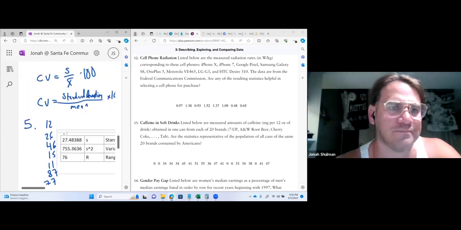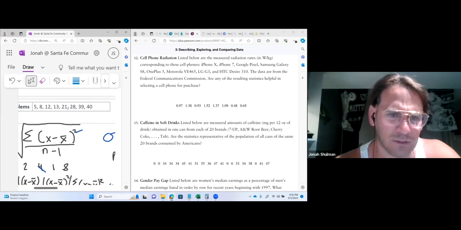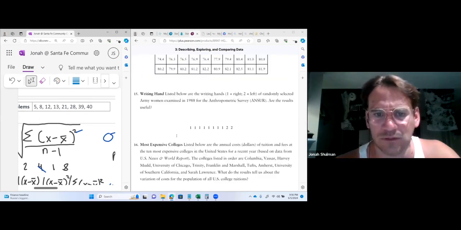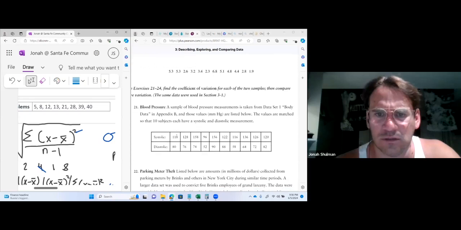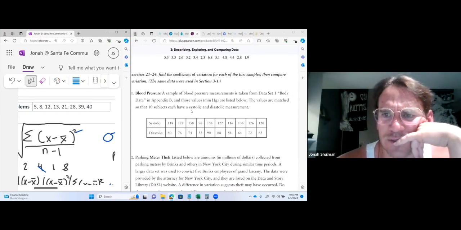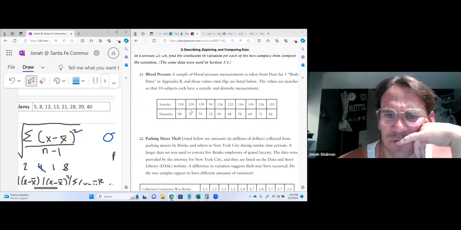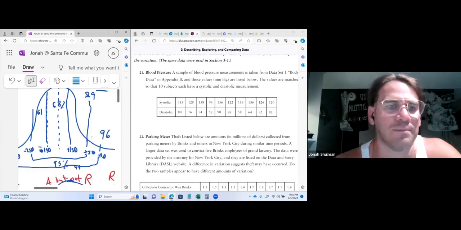All right. You've got a few to try yourself. I did 5, 8, 12. Maybe I'll look at 21. Maybe this one will be more challenging. All right, I'll do one more of these. Find the coefficient of variation for each of the 2 samples. Then compare the variation. Nice. So I'll do 21 as well.